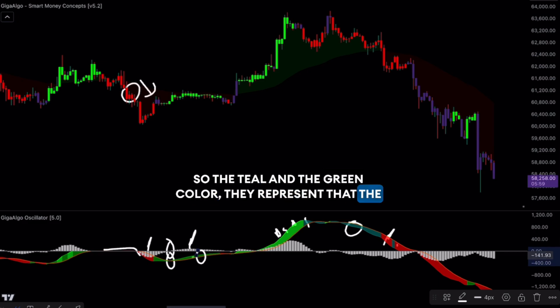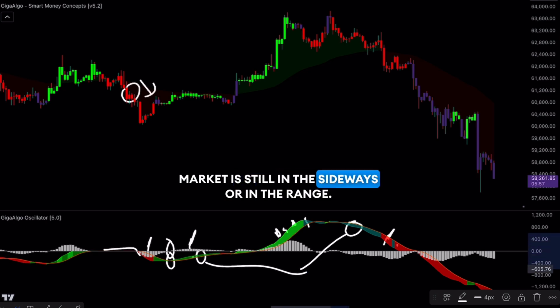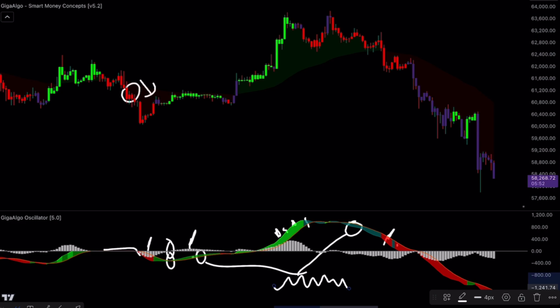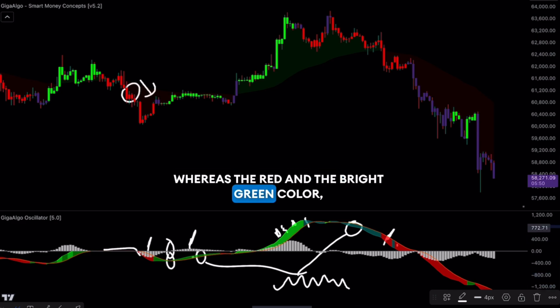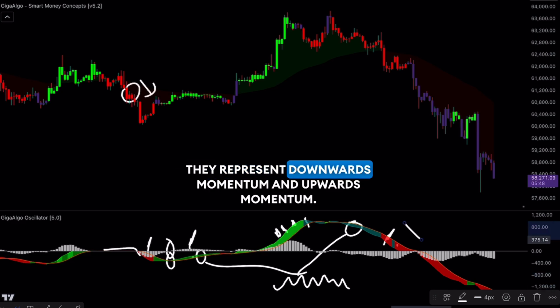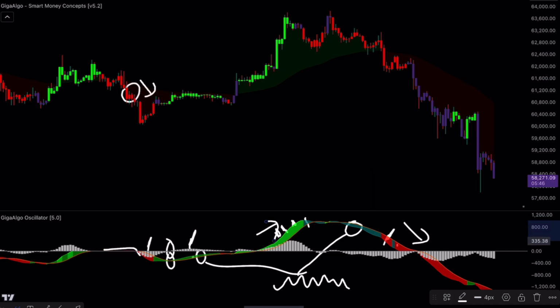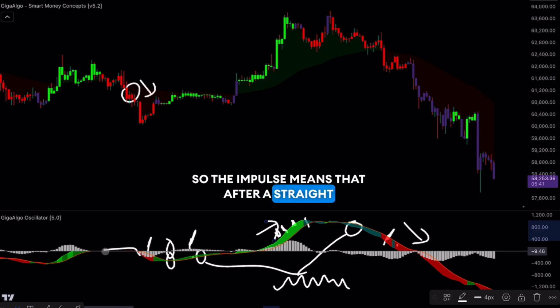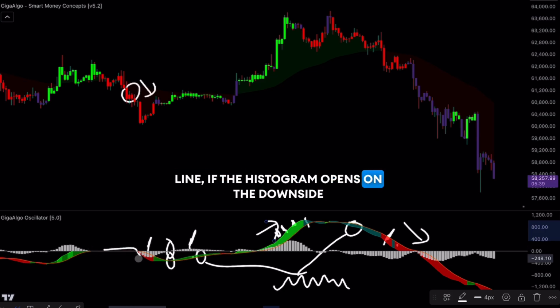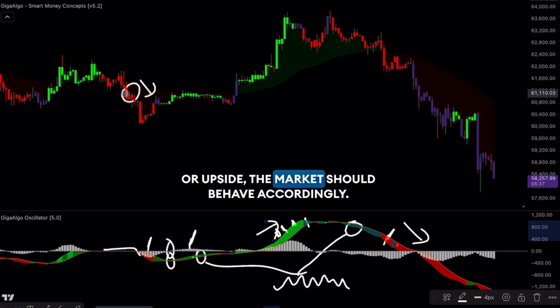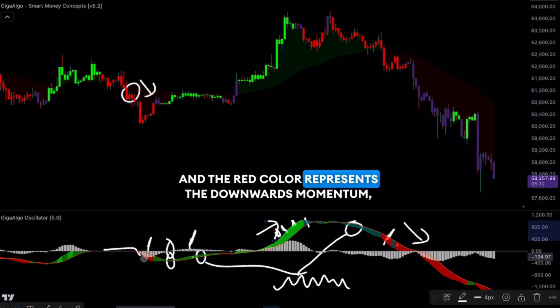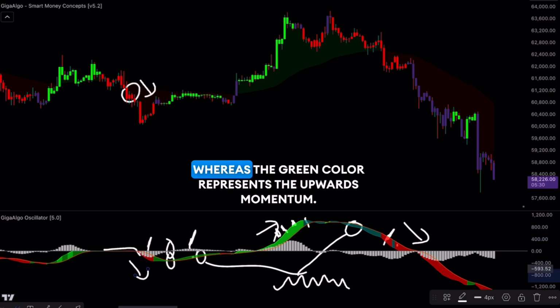they represent that the market is still sideways or in the range, whereas the red and the bright green color represent downwards momentum and upwards momentum, right? So the impulse means that after a straight line, if the histogram opens on the downside or upside, the market should behave accordingly. And the red color represents the downwards momentum, whereas the green color represents the upwards momentum.